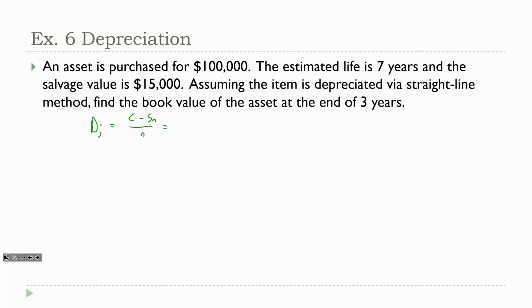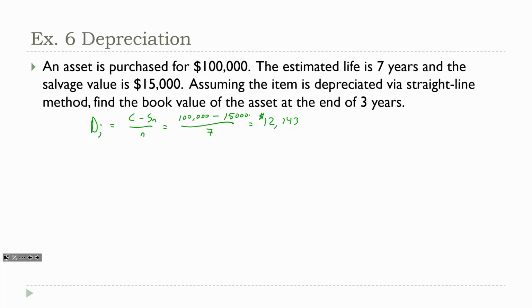C is the original cost of the asset, which in this case is $100,000. The salvage in this case is $15,000, and then we're dividing by 7 to get our annual depreciation amount. So what's 85,000 divided by 7? Not a nice number for some reason. 12,143.